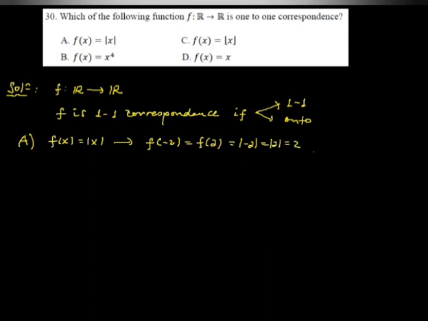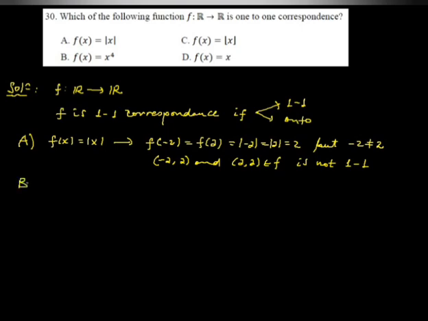But minus 2 and 2 are different. Two different first entries are mapped to the same second entry. So minus 2 comma 2 and 2 comma 2 are elements of f. So this is not one-to-one. So A cannot be the choice.